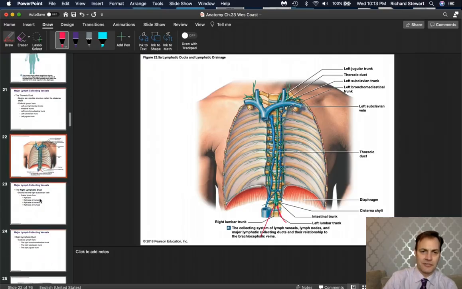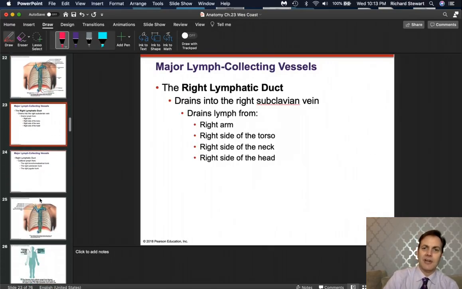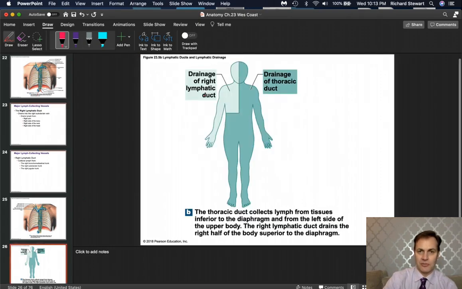Okay, I think we took care of the cisterna chyli and all that stuff. Right lymphatic duct drains to the right subclavian. So there we go. Right? All the rest drains into the left.